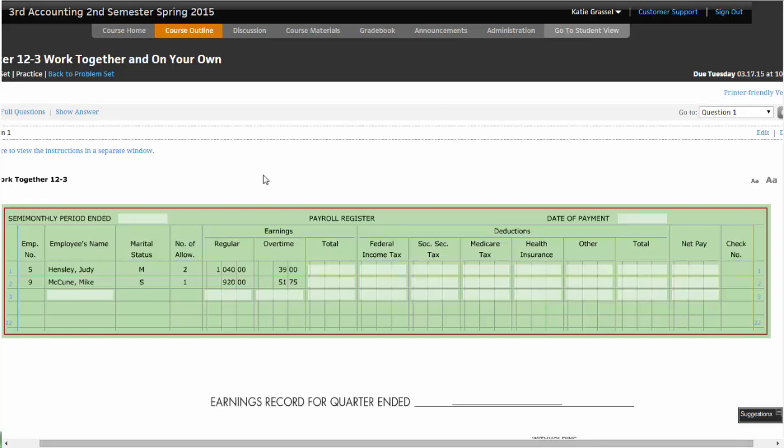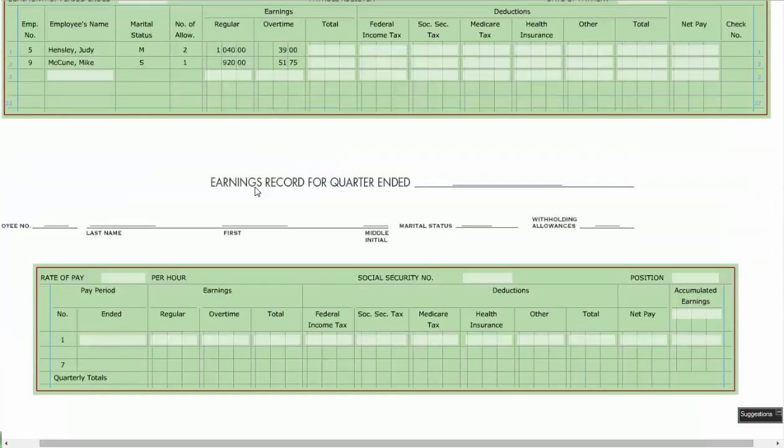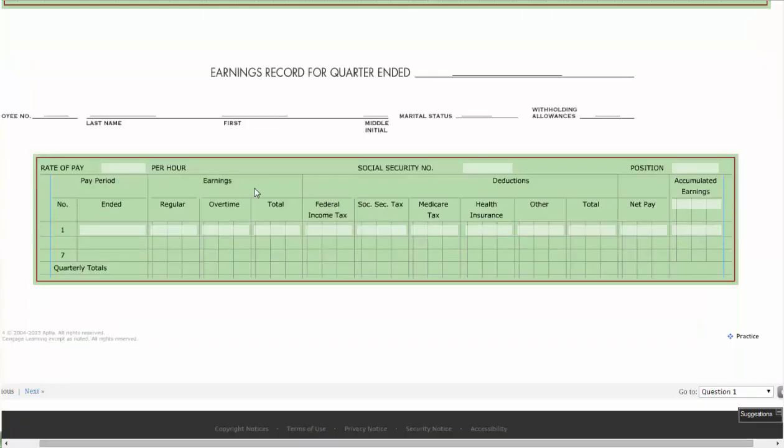After the payroll register is done and proved, you can prove a payroll register, not debits and credits, but you can prove that everything equals, and I'll teach you how to do that today. You have to fill out an employee's earnings record. This is an employee earnings record.